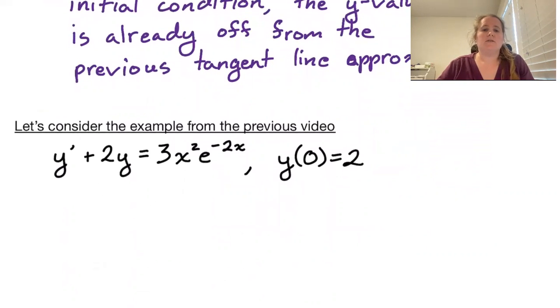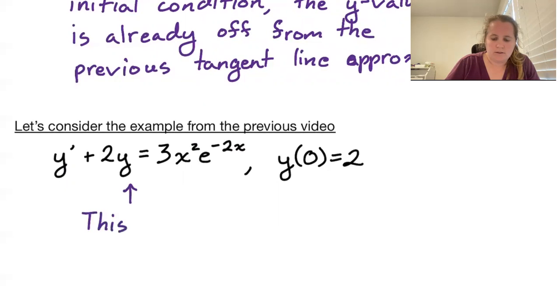So we're going to look at the example we were working with previously and see exactly how much error we could see. So let's take y prime plus 2y equals 3x squared e to the negative 2x with y of 0 equals 2. This is a non-homogeneous linear first order differential equation.